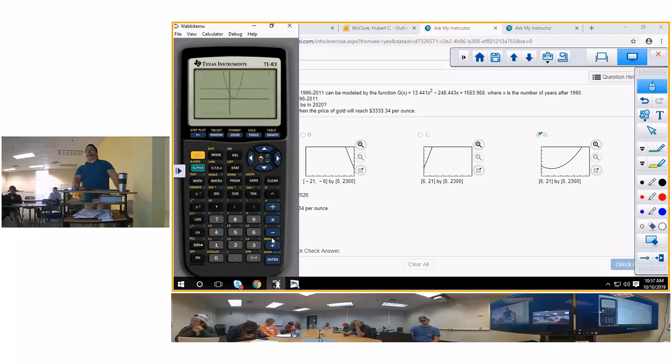And now I want to find those two intersection points: second trace, intersect. And the first one, move it over to the left of the first one. Now, we don't care about that. Why? Because it's in the second quadrant. So all I care about is this one over here. So I'm going to hit enter, enter, and then a guess right in there somewhere.